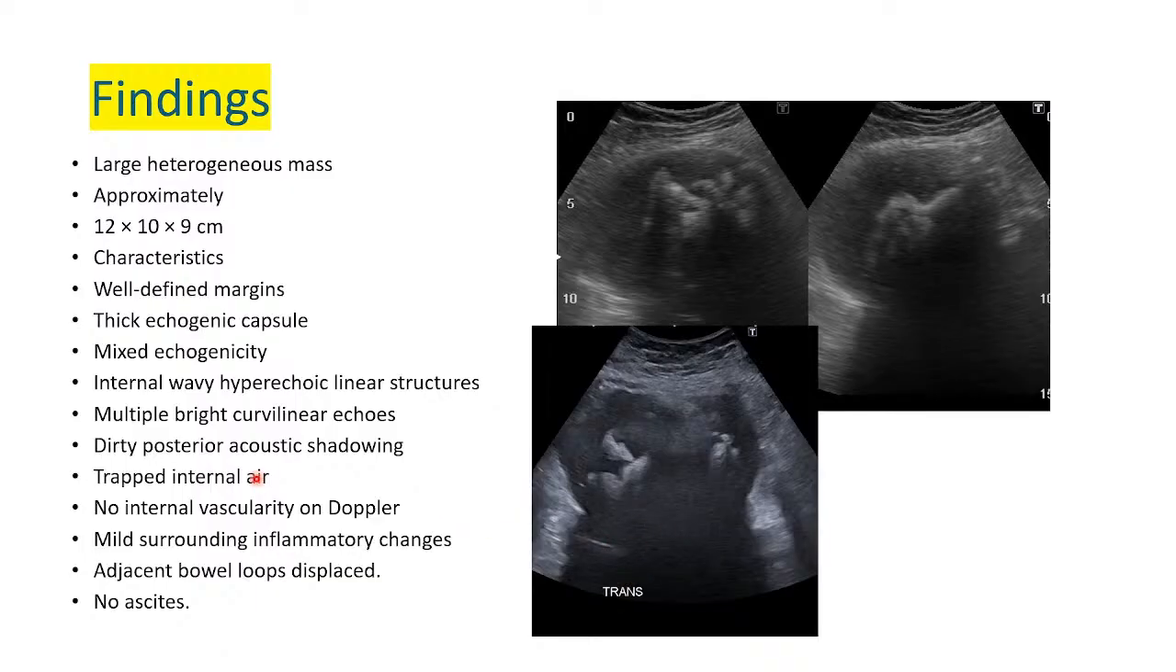Trapped internal air. There's air that is trapped. You can see this dirty shadow due to trapped air. No internal vascularity on Doppler. Mild surrounding inflammatory changes. Adjacent bowel loops displaced. No ascites in the surrounding region adjacent to the lesion.